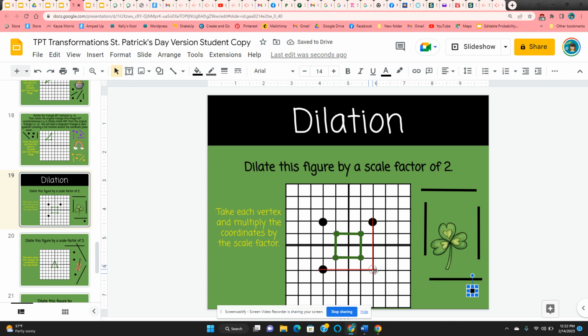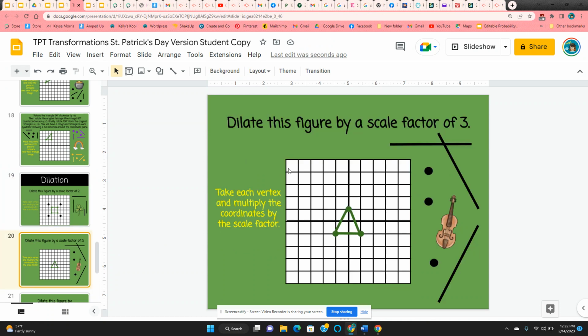And again, if you want a little bit more of a challenge for your students, then just change these. Move them, change their size, and that way the students would have to figure out the length of the sides. Now they're going to change this triangle by a scale factor of 3. So it's going to be 3 times larger. They're just going to take the coordinates of each point and multiply them by 3.